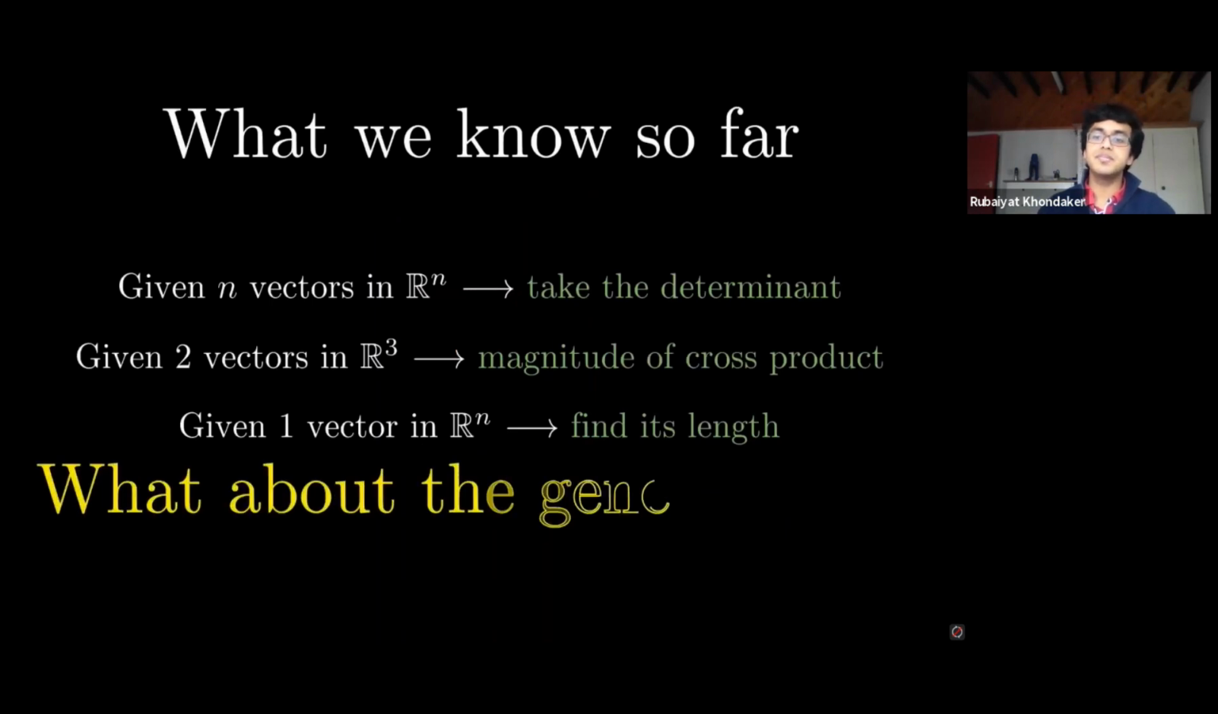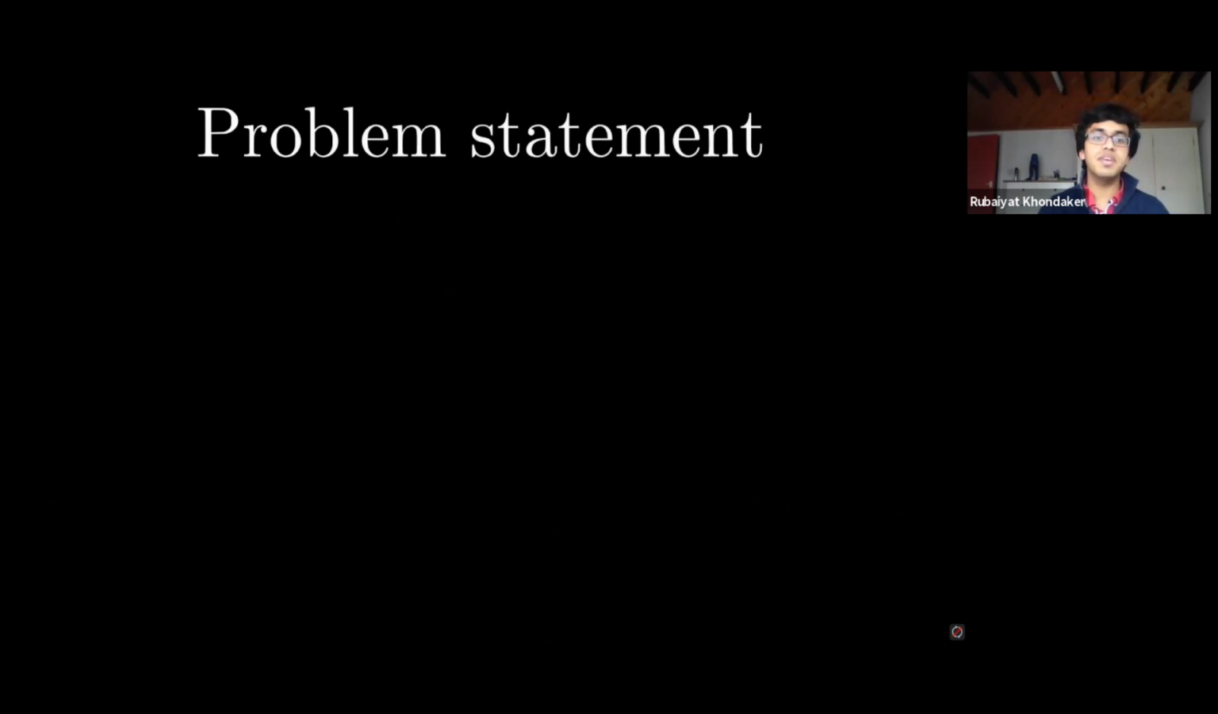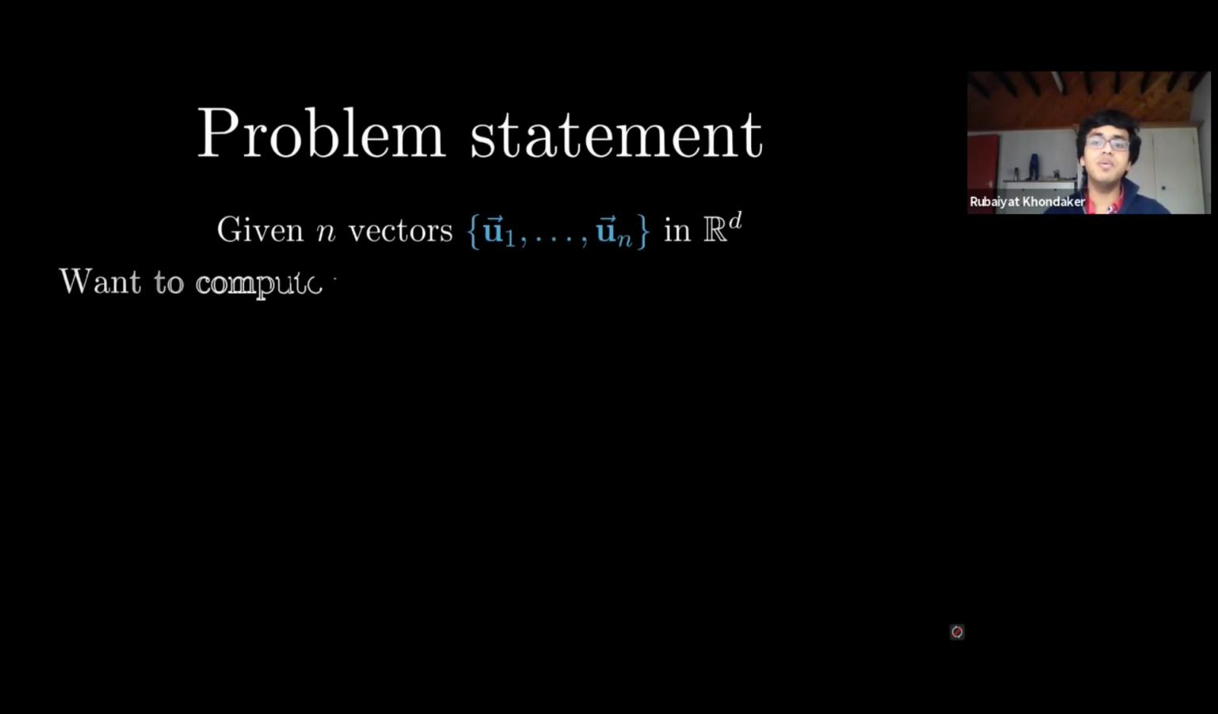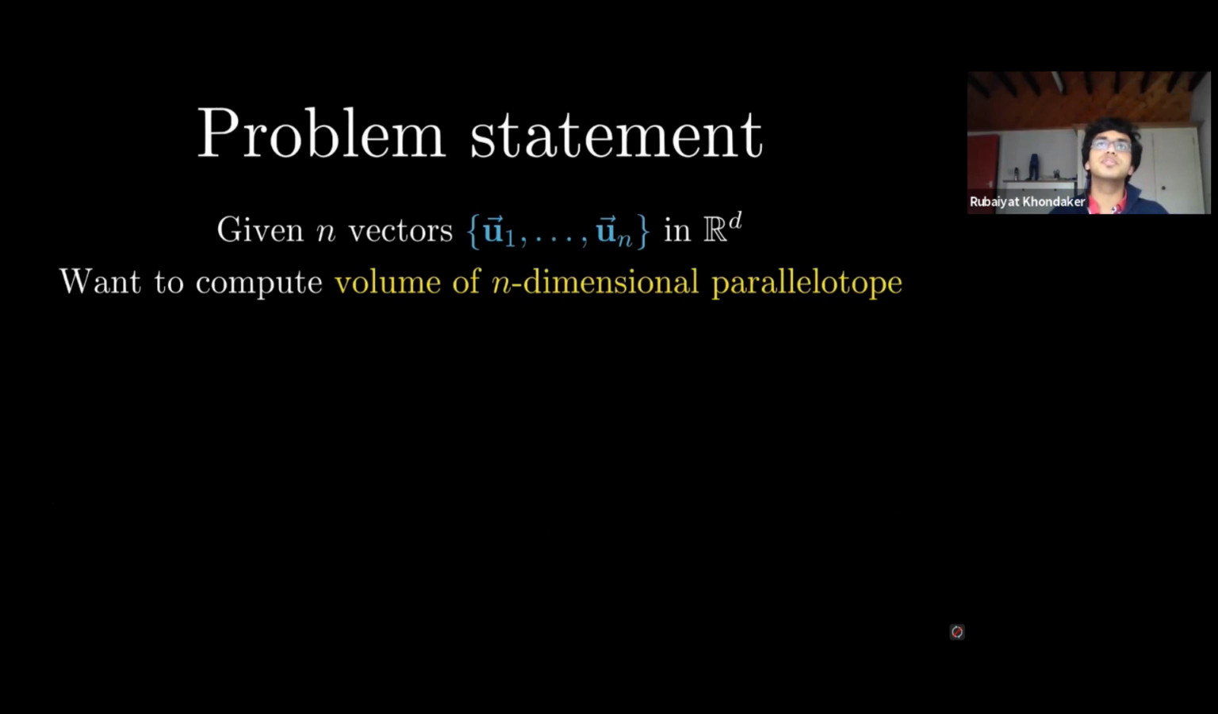What about the general case? So here's what we're going to be tackling. We're given n vectors in d-dimensional space. So for example, we had 2 vectors in 3-dimensional space before. So there n would be 2 and d would be 3. What we want to compute is the volume of their n-dimensional parallelogram. So for example, if you were given two 5-dimensional vectors, they form a parallelogram, and that parallelogram has a 2D area, not a 5D volume. So we want to figure out that volume.